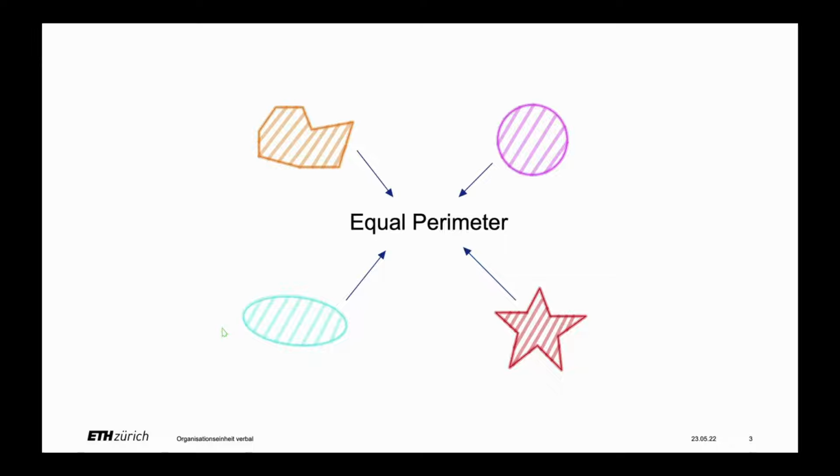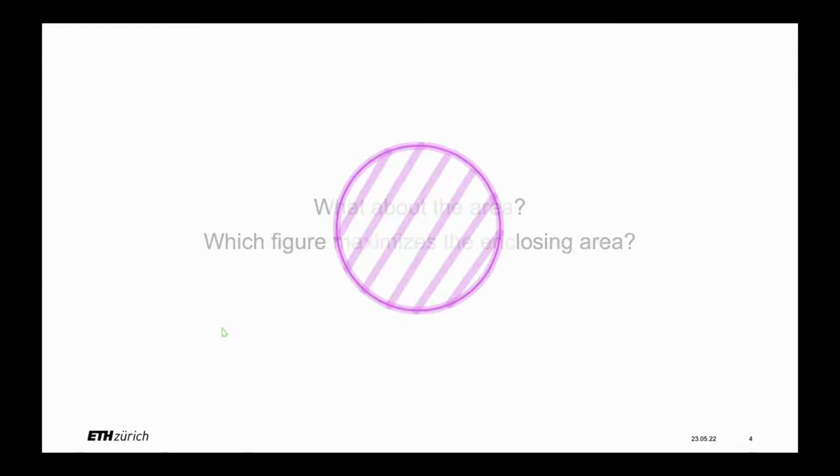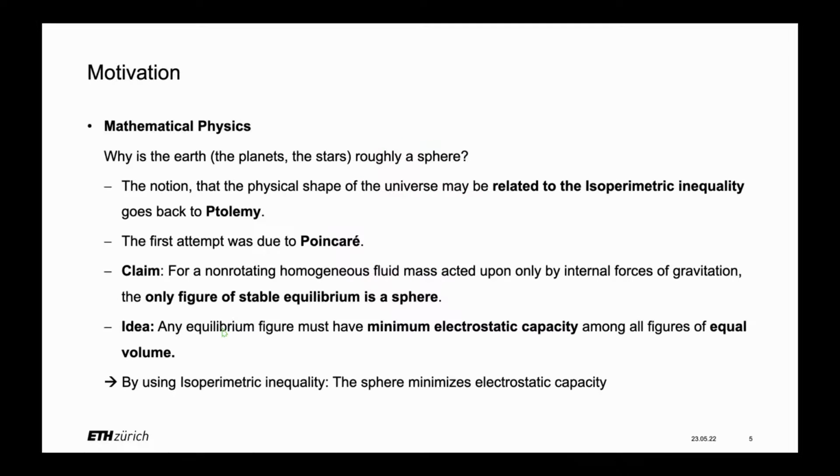So first of all, let's have a look at these patterns. Assume they have all the same perimeter. And now the question coming up is, what about the area? Which figure maximizes the enclosing area? And it's actually pretty intuitive. The answer would be the circle among all of them. And this is a little illustration for our two-dimensional case. Let's have a look at how it looks in a three-dimensional case as a little motivation to start with.